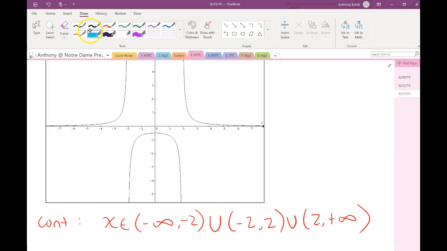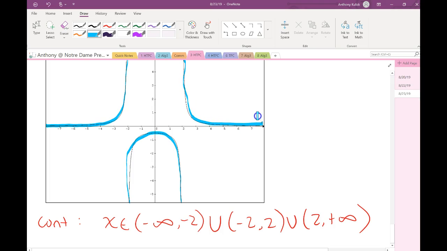Right? Because I can draw this section without picking up my pencil. I could draw this section without picking up my pencil. And then I could draw this section without picking up my pencil. So depending on what you're being asked, it's basically the same answer, just you have to make sure you're answering the question, right? Whether you're describing where the discontinuities are, or where the graph is continuous, they're two sides of the same coin. Does that make sense to everyone? Okay.